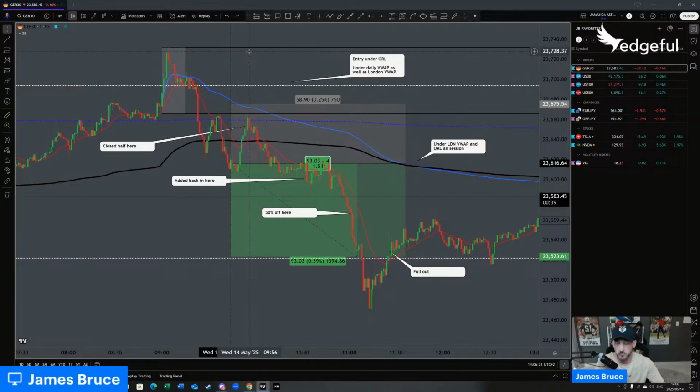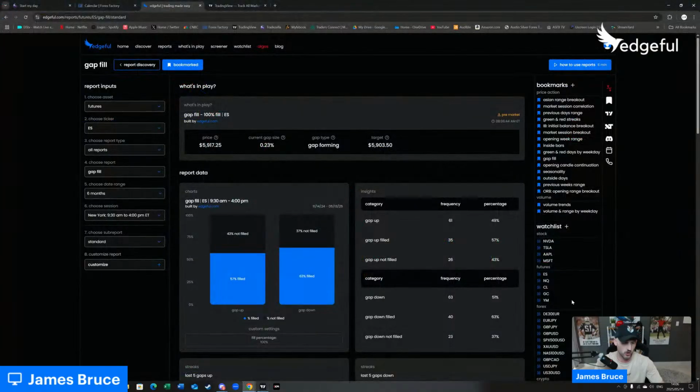So below the opening range, below the session VWAP, and I look to get short. I added back in here, as you can see, and then ended up getting full out here at the lows. Previous day's highs was here, previous day's lows were back here. So very nice trade here to put me green on the day. But simple, just using the opening range with edgeful as well as session VWAPs. So let's go to that DAX trade.